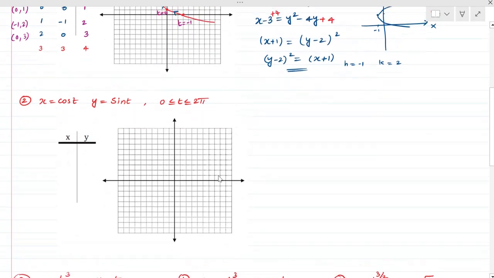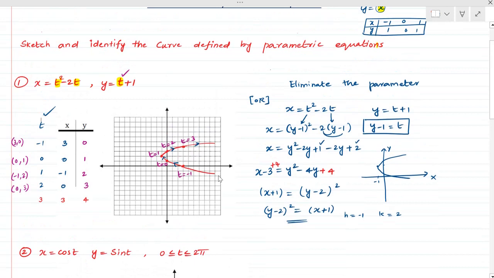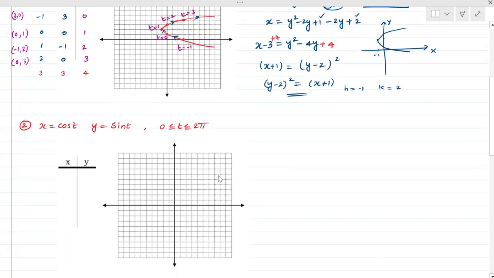Now we will have the next one: sketch the graph identified by the parametric equations x equals cosine theta and y equals sine theta. Here the functions are trigonometric and the t range is given. The t ranges from 0 to 2 pi. Now let us start with t equal to 0, t equal to 90 degrees, t equal to pi, t equal to 3 pi over 2 and t equal to 2 pi. So these are the quadrantal angles we will find.